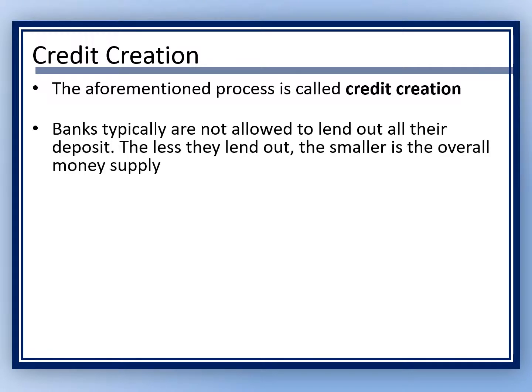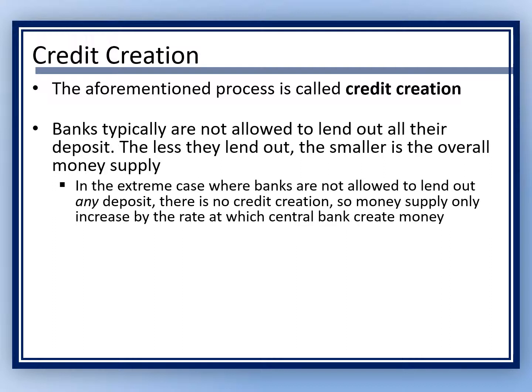Banks typically are not allowed to lend out everything in the deposit. That's probably not a good practice, right? What if people want their money back? So the less they lend out, the smaller the overall money supply. So this is one way that central banks can control the money supply: by adjusting the reserve ratios. The People's Bank of China does that once in a while.